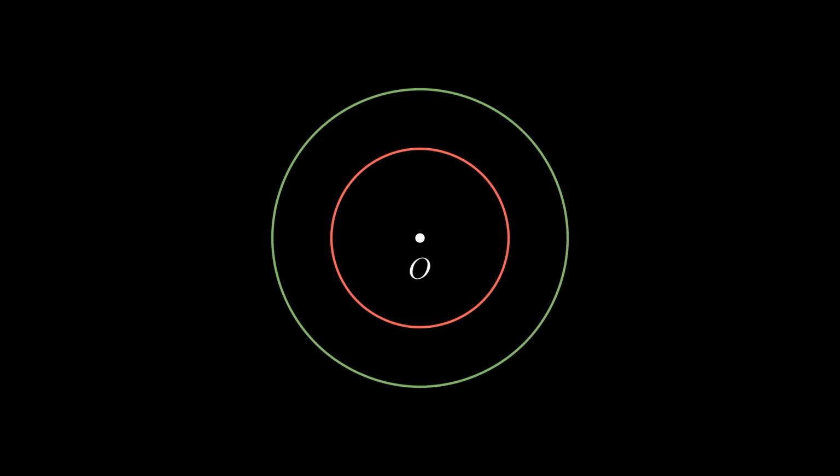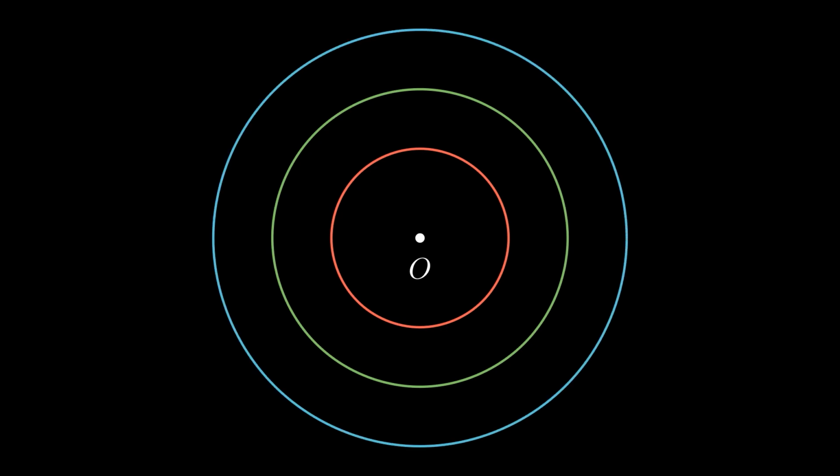Now let's take 3 concentric circles centered at point O with radius r1, r2 and r3 respectively. Let me create an angle alpha degrees at the center of the circle. Now this angle creates 3 sectors in this system of 3 concentric circles, S1, S2 and S3.